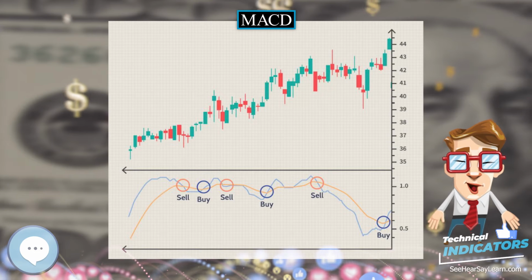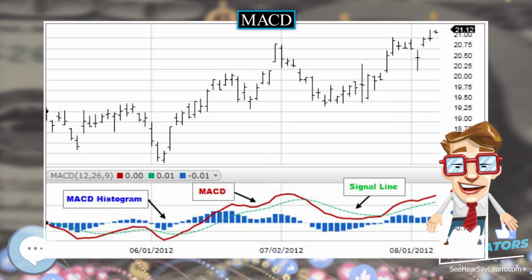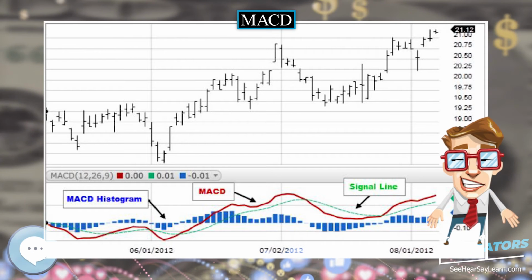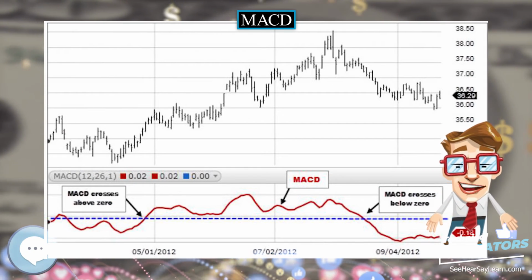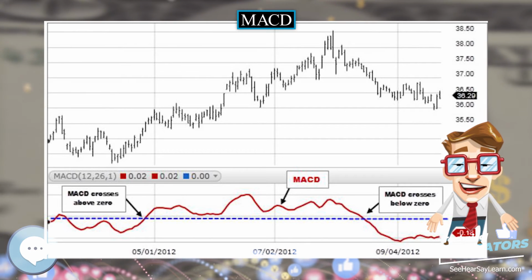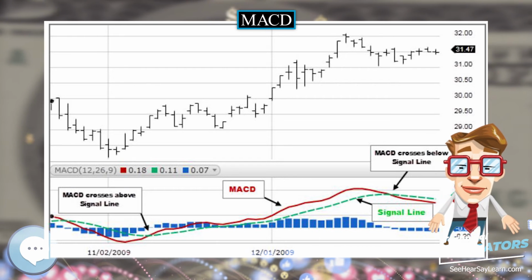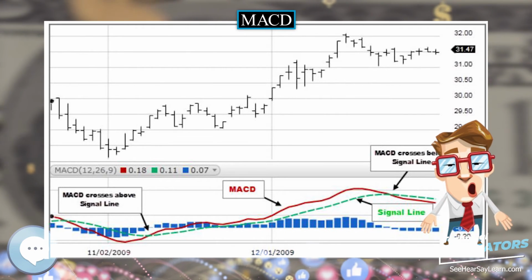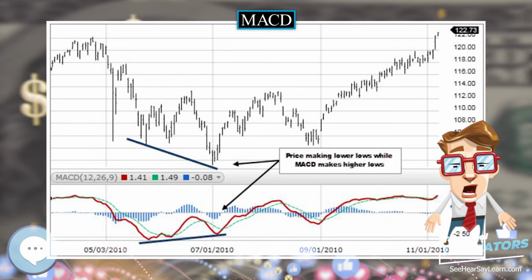Divergence. A positive divergence or bullish divergence occurs when the price makes a new low but the MACD does not confirm with a new low of its own. A negative divergence or bearish divergence occurs when the price makes a new high but the MACD does not confirm with a new high of its own. A divergence with respect to price may occur on the MACD line and/or the MACD histogram.